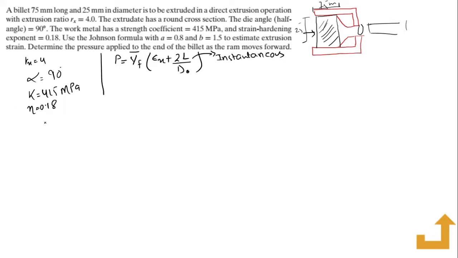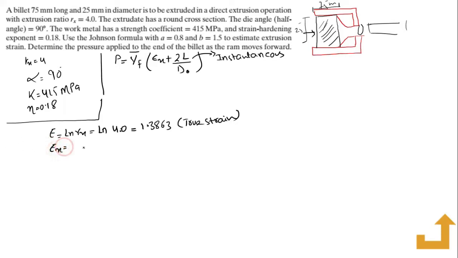First and foremost, we will find out the strain. We have the extrusion ratio, so we'll just directly determine the strain. The true strain in this case was equals to ln of Rx. So that is equals to ln 4.0, that would be equals to 1.3863. So this is the value of the true strain. Right. Then we have to find out the extrusion strain, based on the Johnson's formula. So the extrusion strain would be equals to A plus B ln of Rx, or we can write it as A plus B into true strain.